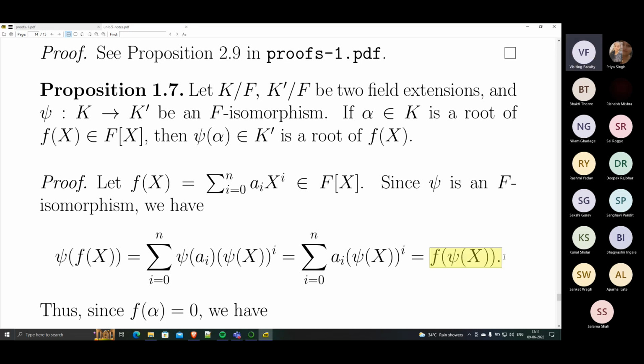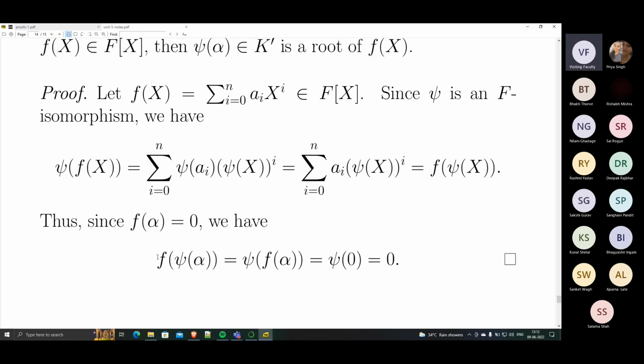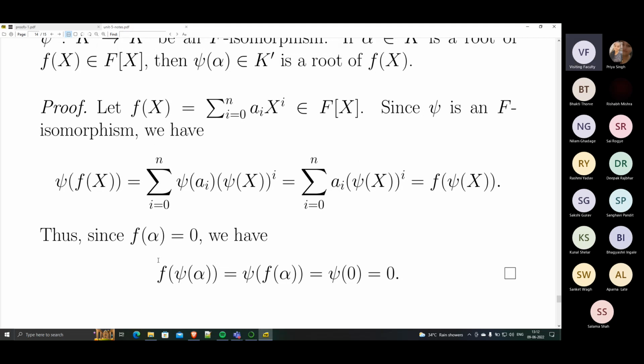Therefore, now look at the other side. Therefore, f of psi of alpha should be 0. Right? So f of psi of alpha is psi of f of alpha, but f of alpha is 0. So this is psi of 0, which is 0. So what have we shown? Psi of alpha is a root of f of x. Okay, that is precisely what this is saying.